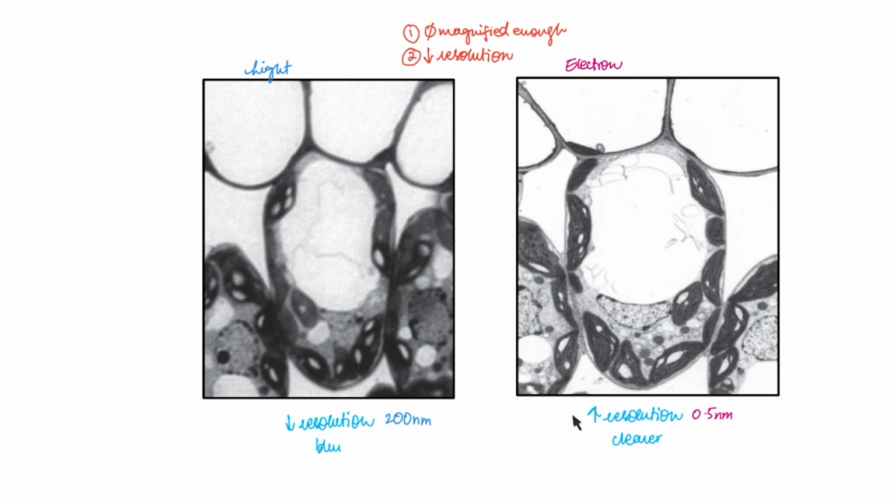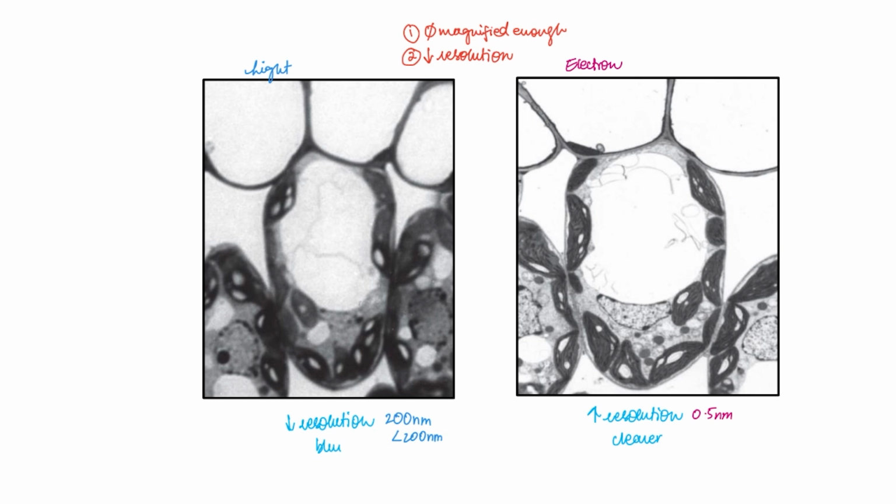So imagine a distance of only 0.5 nanometers and still being able to identify them as separate, versus having a resolution of 200 nanometers and not being able to identify any object that has a size of smaller than 200 nanometers. Which is why this membrane is visible as a separate structure under this picture, which is an electron micrograph, and is not visible as a separate point in a light micrograph.